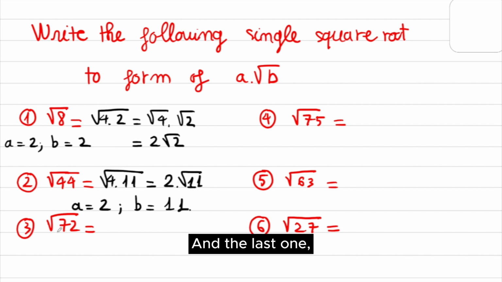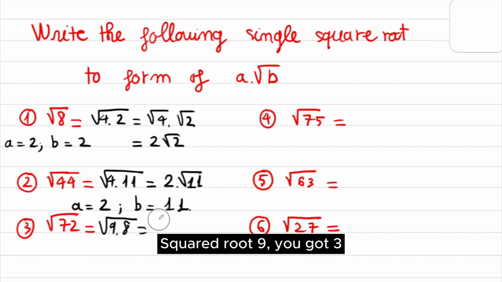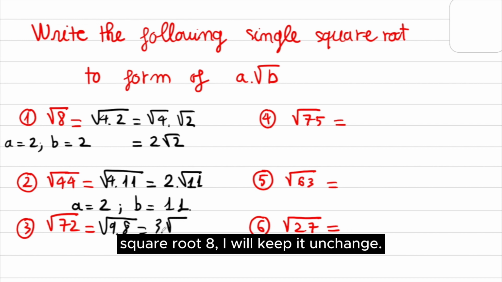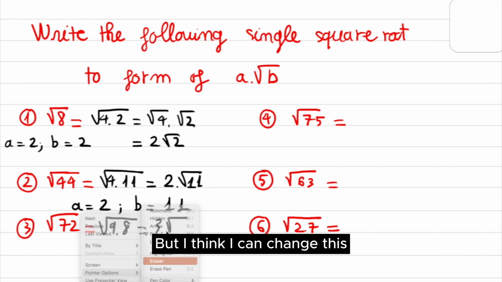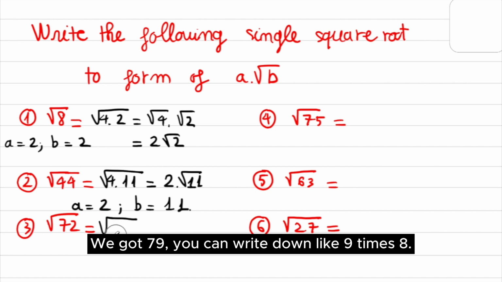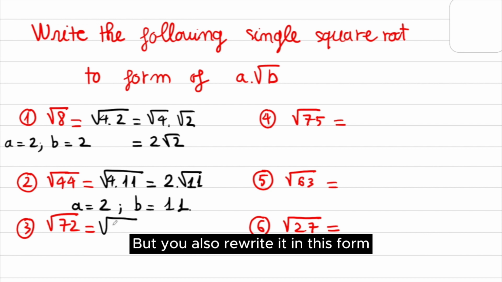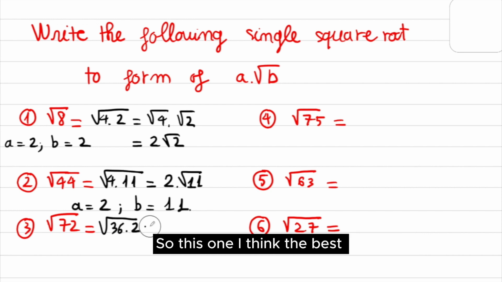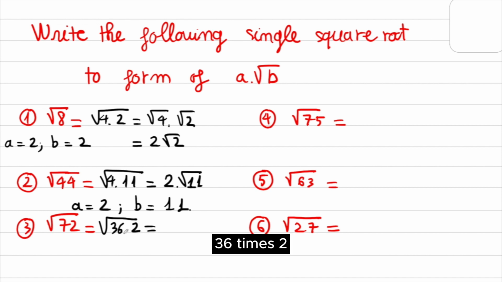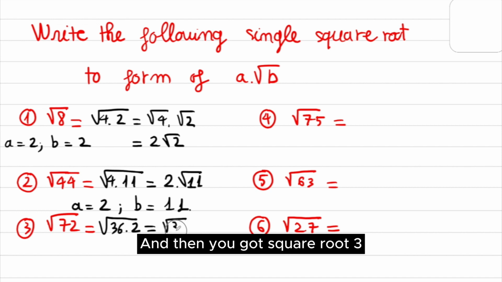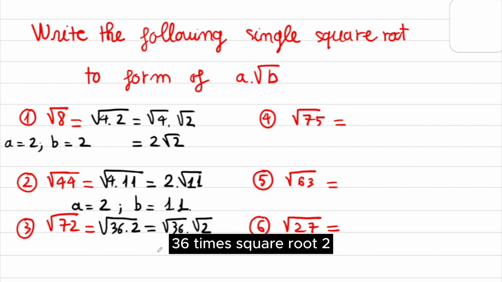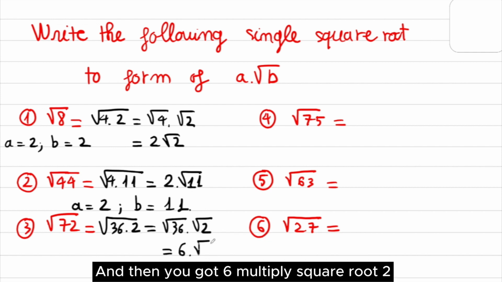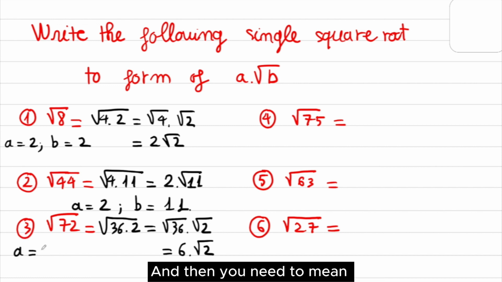And the last one of the first column, 9 multiply 8. Square root of 9 you got 3 square root of 8. I will keep it unchanged, but I think I can change this into another form, because 72 you can write down like 9 times 8, but you can also rewrite it in this form. So this one I think is the best. 36 times 2, and then you got square root 36 times square root 2, and then you got 6 multiply square root 2, and then you determine a equal to 6 and b equal to 2.